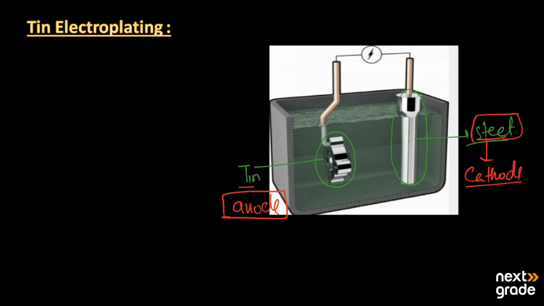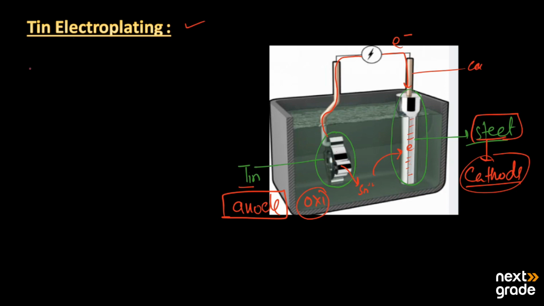Now, at the anode, the process of oxidation will take place. The electrons will move from the anode towards the cathode, and the tin comes into the solution in the form of Sn 2+ by losing electrons. At the cathode, the steel, the tin moves towards the steel, gains the electrons and gets deposited on the surface of the steel. So this is known as tin electroplating.